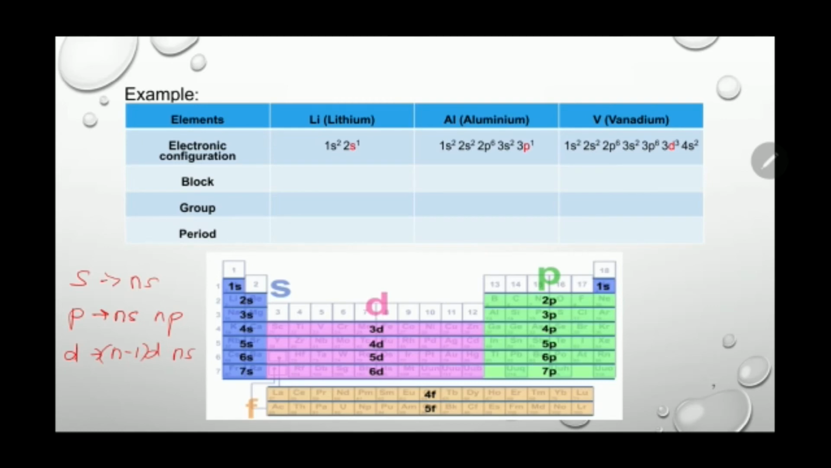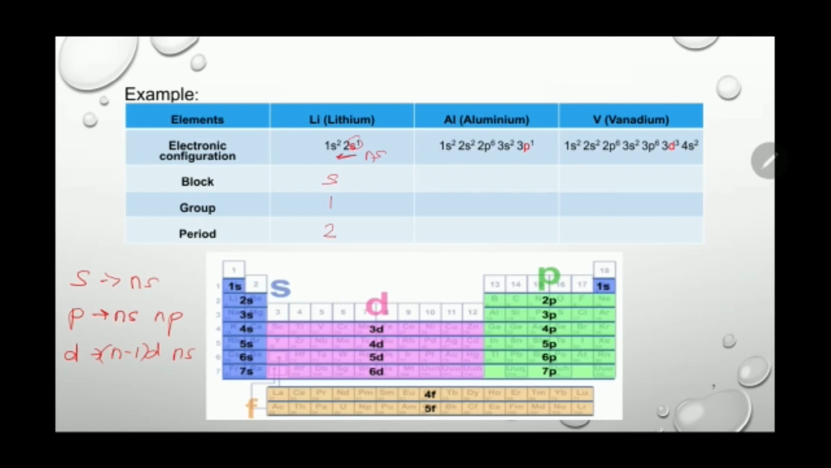For lithium, the electronic configuration is 1s2, 2s1. This is the valence electronic configuration, which equals ns. So lithium is from the S block. How about the group? Group can be solved from the number of valence electrons here, so it is group 1. How about the period? Because n equals 2, the period should be period 2.